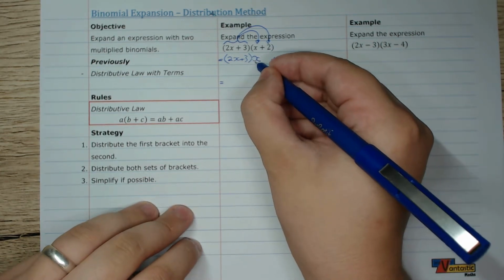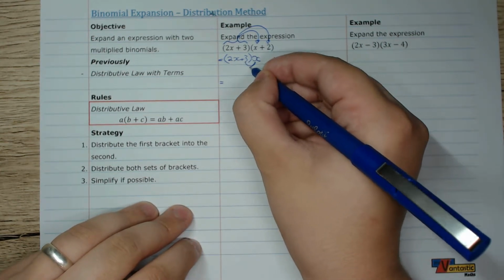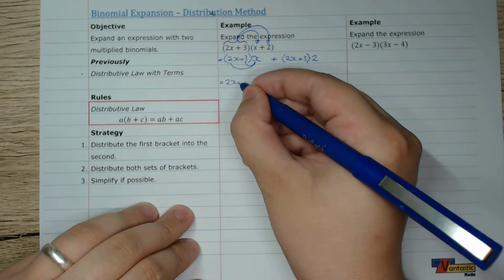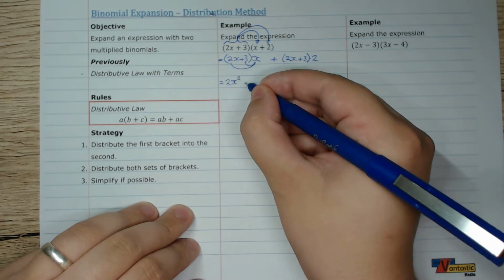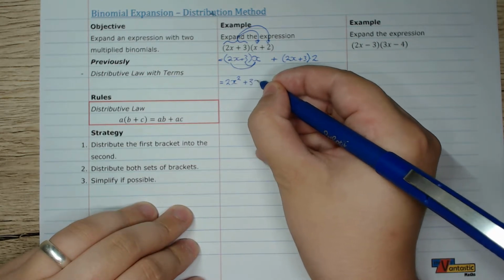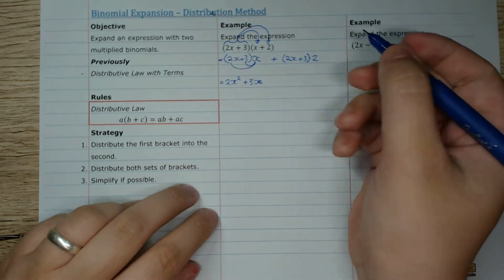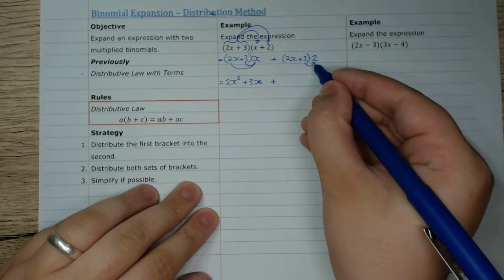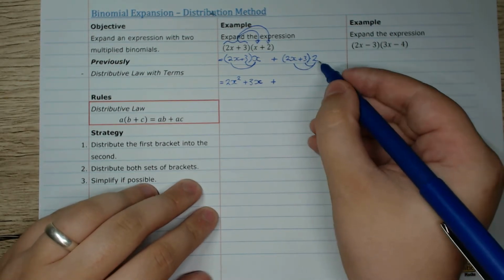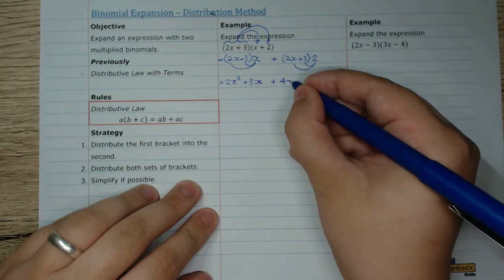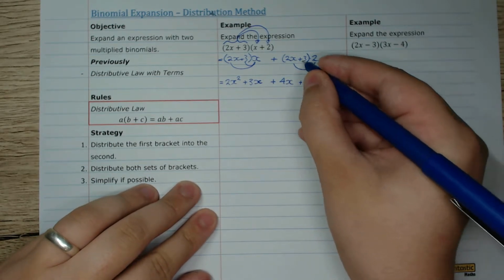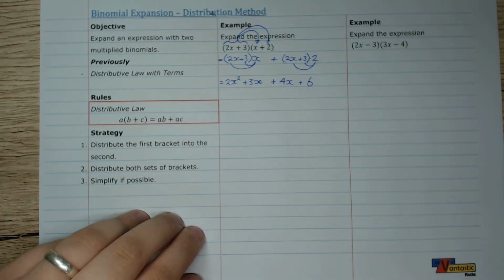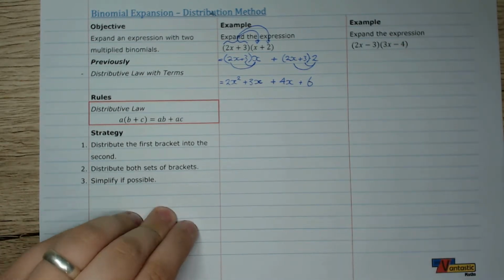So we can distribute x into 3 and into 2x to get 2x squared plus 3x plus, and I can expand this bracket out, 2 times 3 and 2 times 2x. 2 times 2x is 4x plus 2 times 3 is 6. Great, now there's no more brackets.